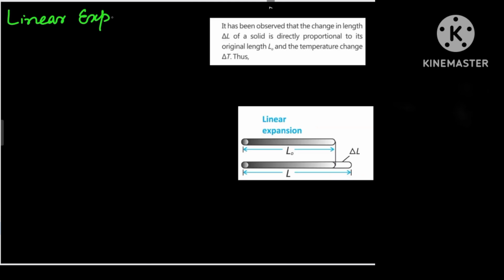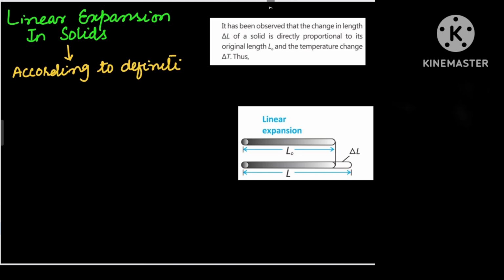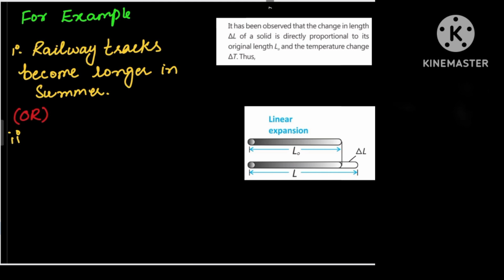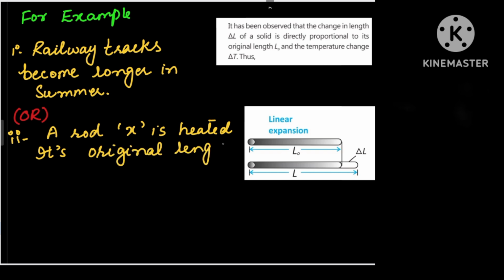Now, let's see in depth what is linear expansion in solids. As we know, according to the definition, when a solid is heated, its length increases. This is termed as linear expansion. For example, railway tracks become longer in summer. Or a rod X has a length of 2 meters. On heating, its length increases by 2 millimeters.